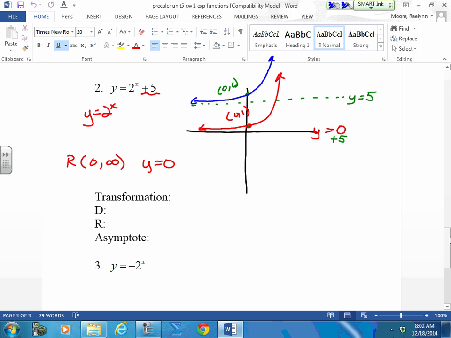So from here, everything that affected this affected the y value. So I add 5 to my range. So my new range becomes 5 to infinity. Did my domain change? No. My asymptote now also had to move up 5. There's my new asymptote.